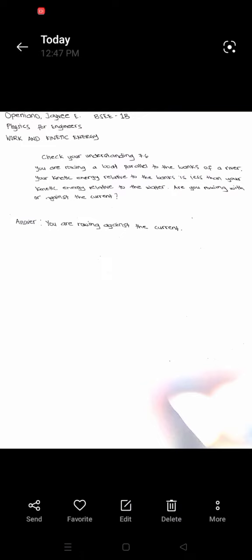So it's possible that the motion of your boat is influenced by the current of the river. Again, your kinetic energy relative to the bank is less than your kinetic energy relative to the water. Therefore, the velocity of the boat relative to the bank is also less than the velocity of your boat relative to the water. So for me, you're rowing your boat against the current.